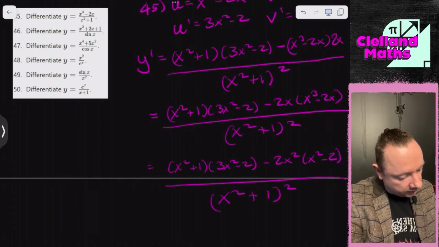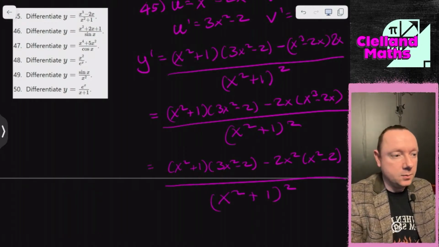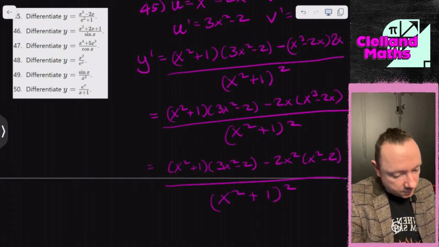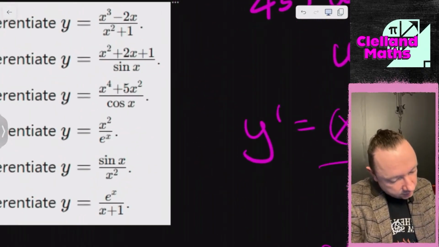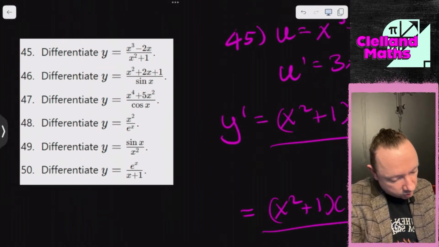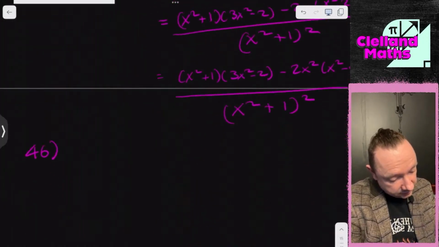And I'm sure you could play around with it and get further with that, but that seems reasonable. So I'm just going to stop there. Number 46. Right, so we can see it up here. u is x squared plus 2x plus 1, and v is sine x.